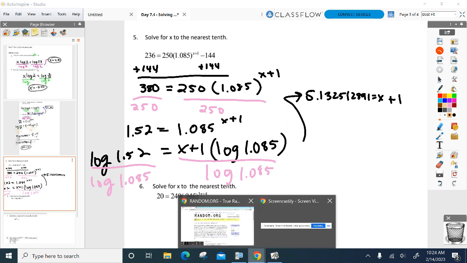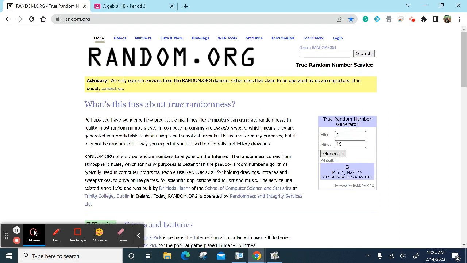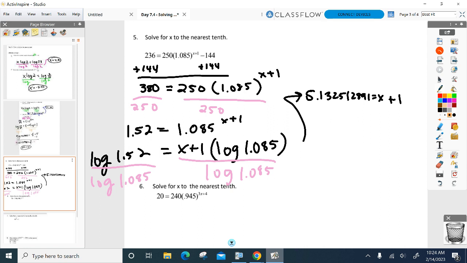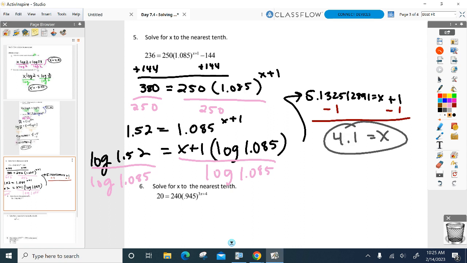Last step. You guys are doing a nice job. Thanks for staying with me. Dylan, the last step. Subtract 1. Yep. What do you guys got? 4.1? And it's not going to get any tougher, really.